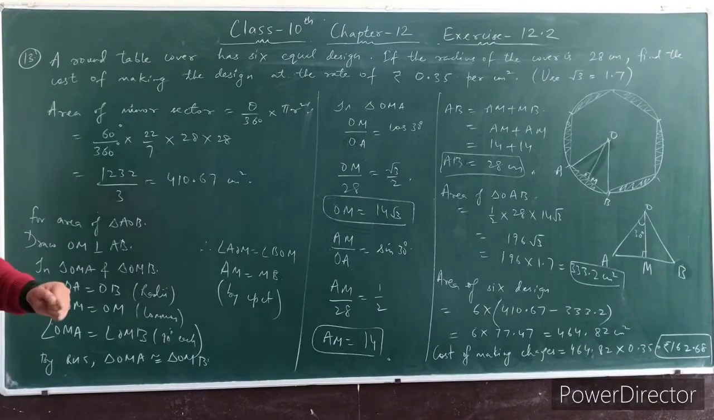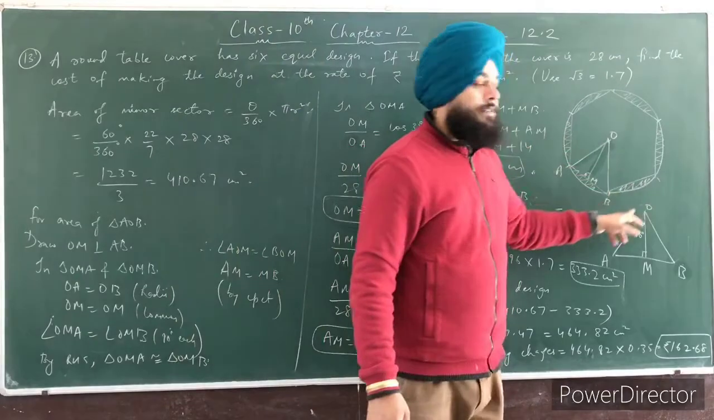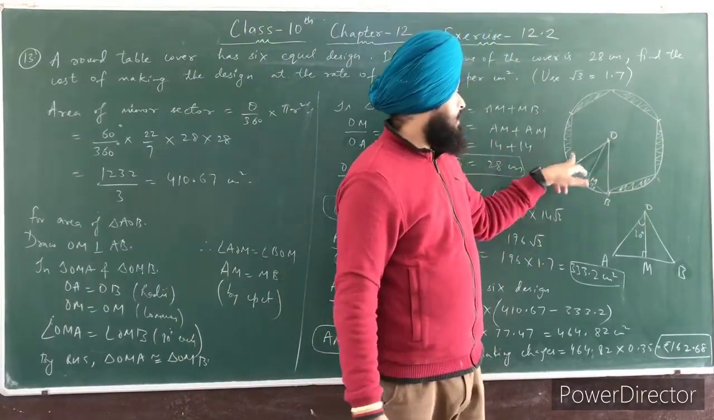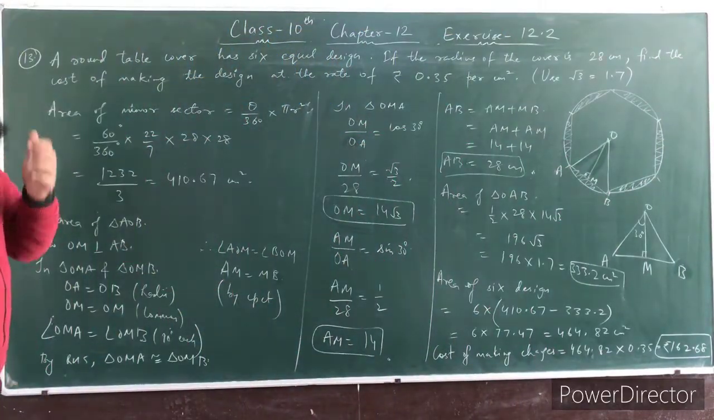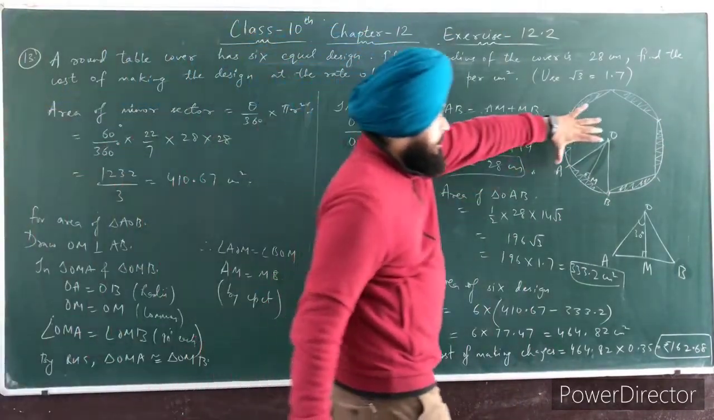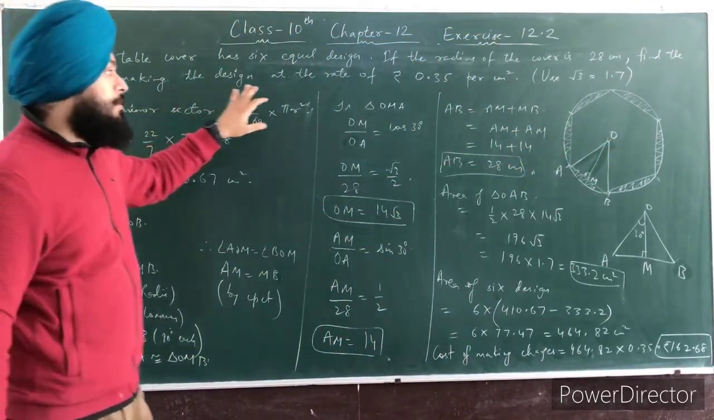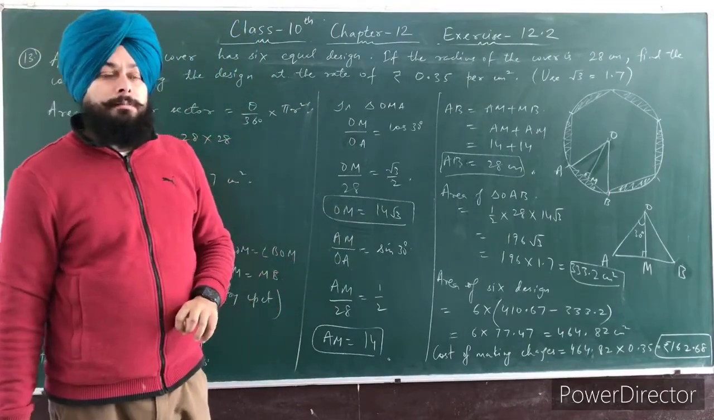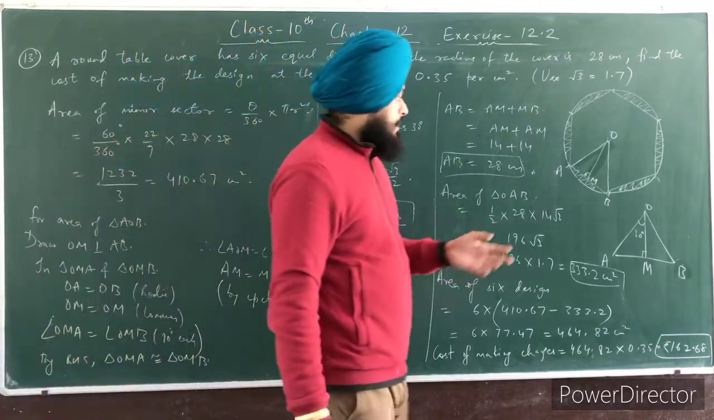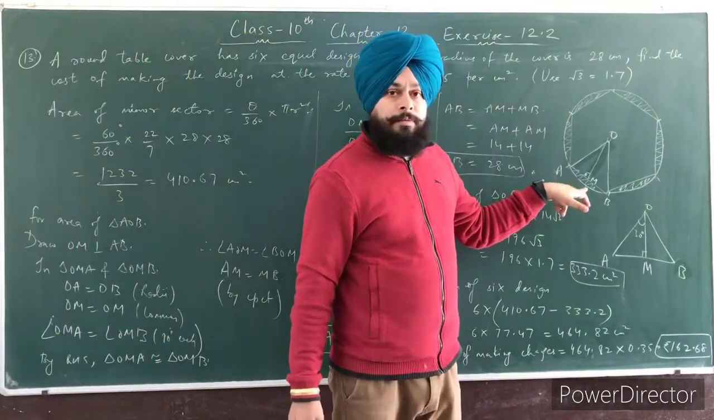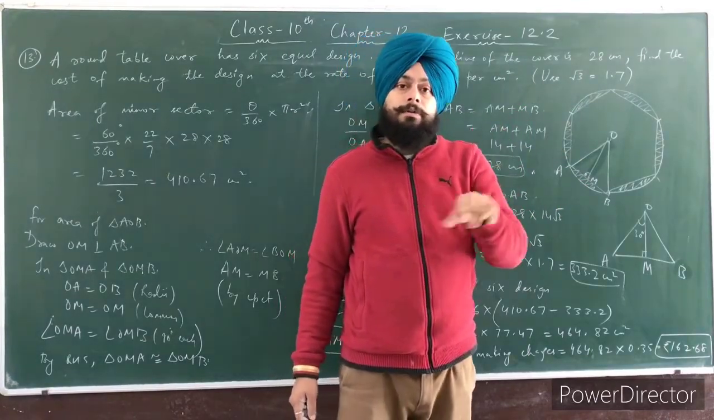This is your question number 13. A round table cover has 6 equal designs, in the shape of segment. If the radius of the cover is 28 centimeter, find the cost of making the design at the rate of rupees 0.35 per meter square, and use under root 3 is equal to 1.7. You can see here the design is in the shape of segment, because the segment is the area enclosed between the chord and the arc of a circle.